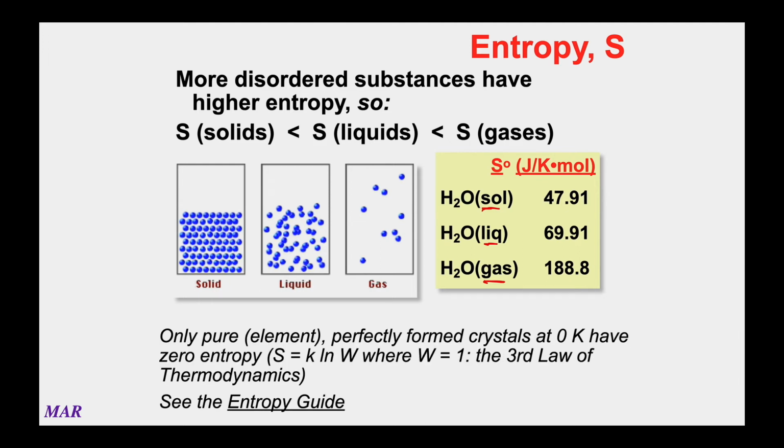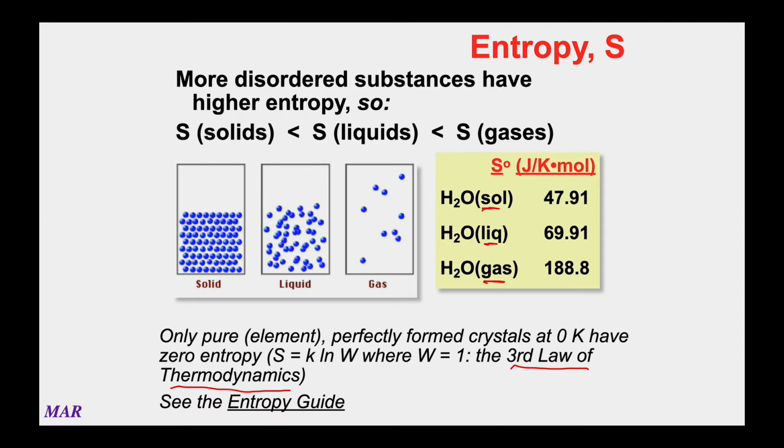Only pure elements in perfectly formed crystals at 0 Kelvin have 0 entropy. And this is the 3rd law of thermodynamics. What it's saying, in a nutshell, is that you're never going to have 0 entropy. You're always going to have a positive entropy for a substance, unless you have that pure elemental crystal at 0 Kelvin, which has so many problems with it, as you can probably imagine. That's the only time you could have 0 entropy. So basically, the 3rd law says that all substances will have an entropy greater than 0.